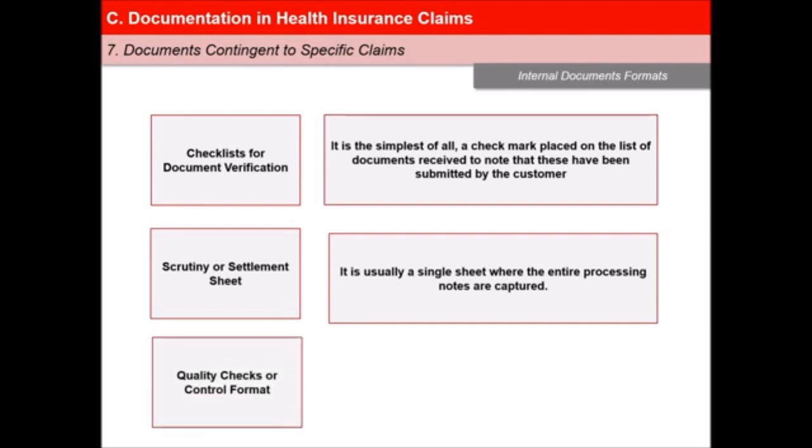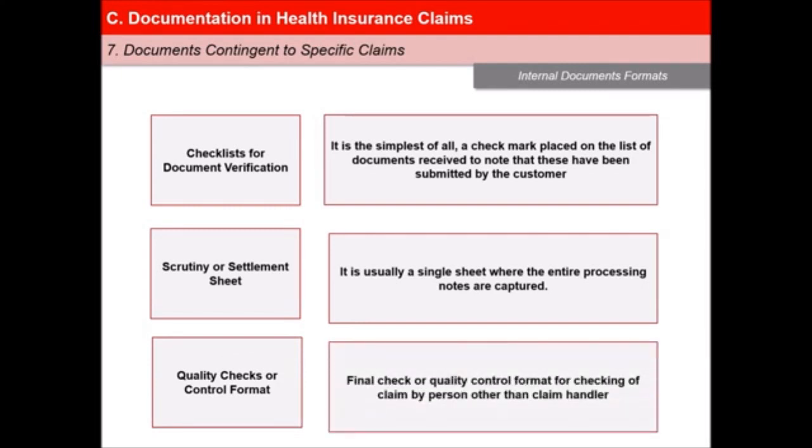Quality checks or control format. Final check or quality control format for checking of claim by person other than the claim handler. It also includes information regarding A. Settlement of claim, B. Rejection of claim, or C. Requesting for additional information.